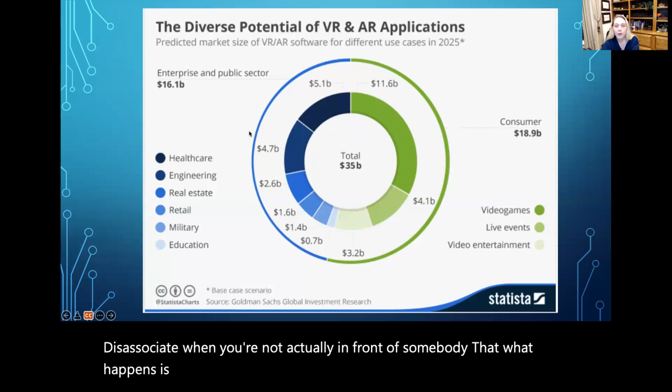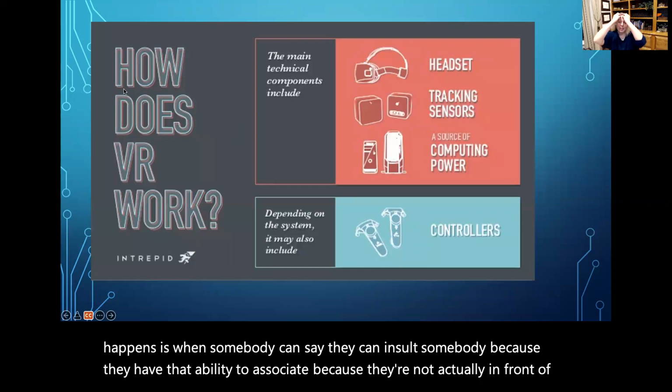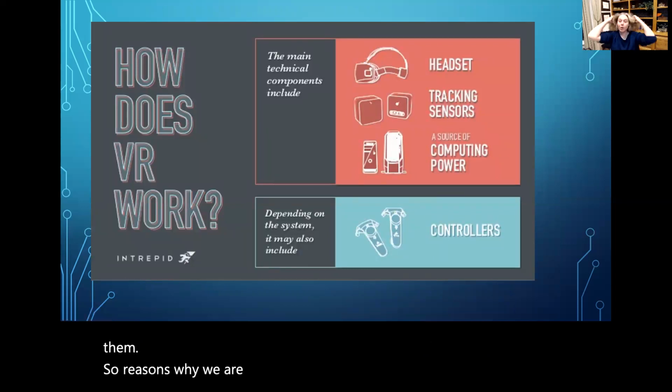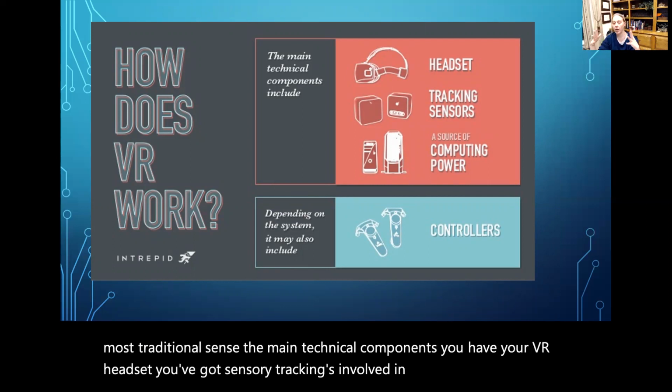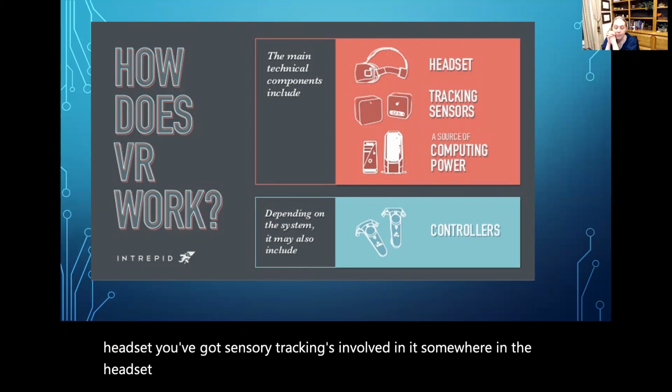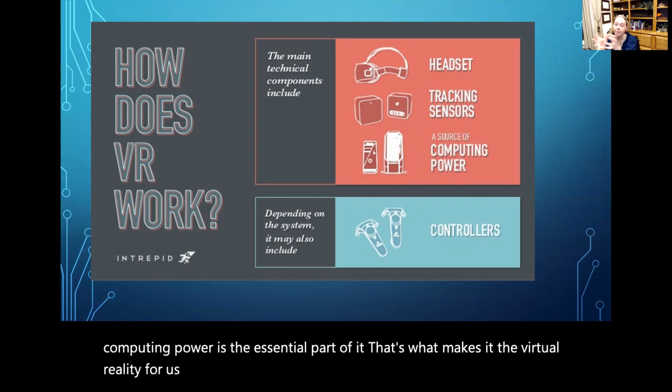So those are reasons why we are studying VR and AR. So how does VR work? In the most traditional sense, the main technical components are your VR headset, sensory tracking somewhere in the headset or on you, and a source of computing power. The computing power is the essential part of it. That's what makes it virtual reality for us. And depending on the system, it may also include controllers.